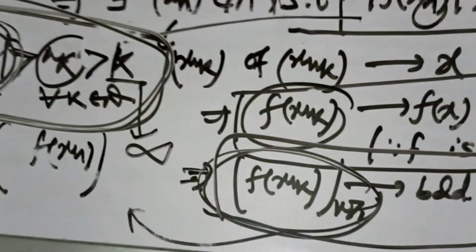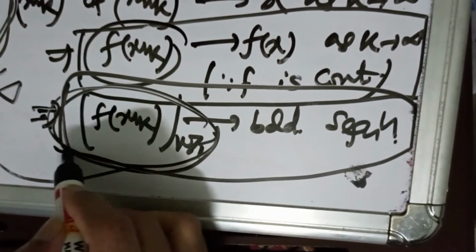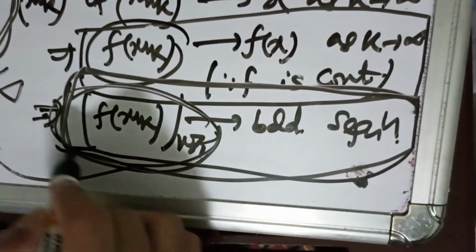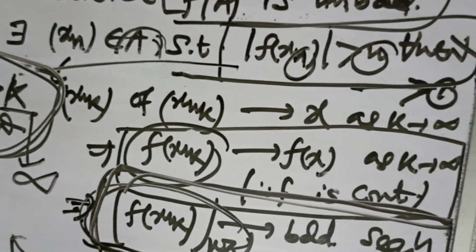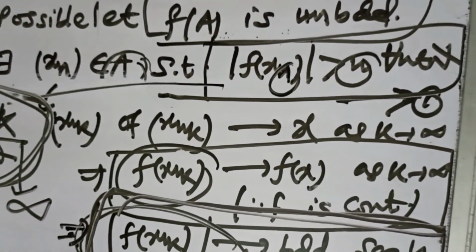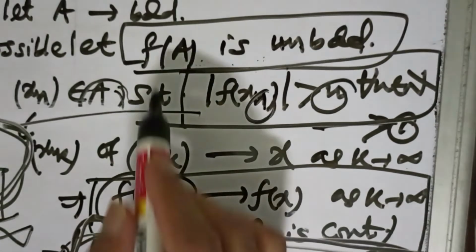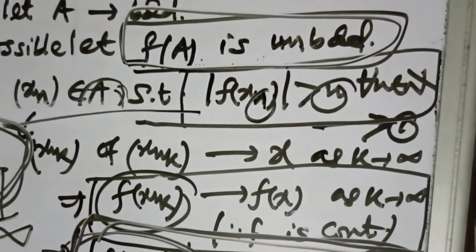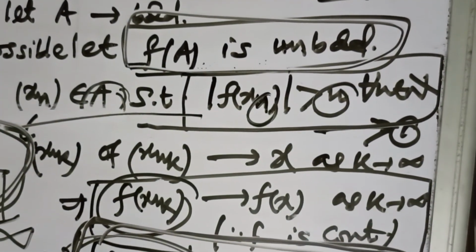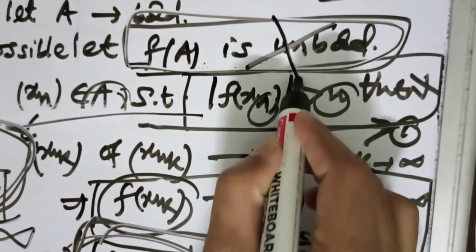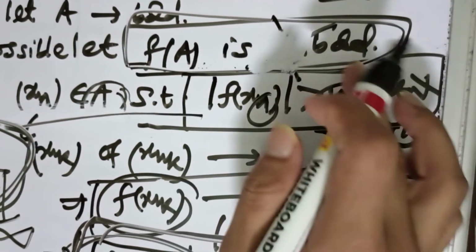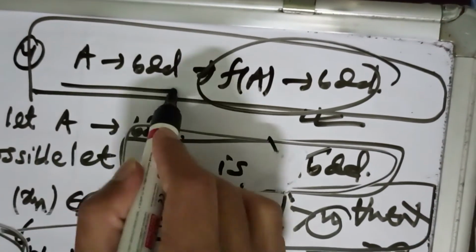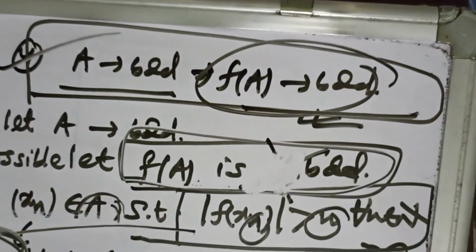But in this we get f of xnk bounded. The two statements contradict, so our assumption is wrong. What is the assumption? Our assumption is f is unbounded. It is wrong. So what is correct? f is bounded. So if A is bounded, then f will be bounded. So option 4 is correct.